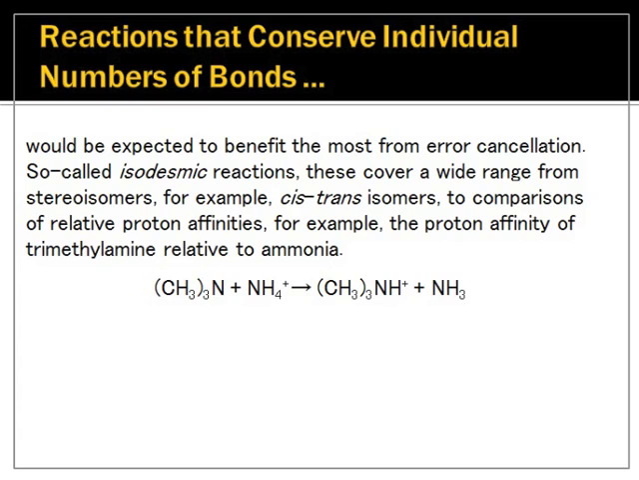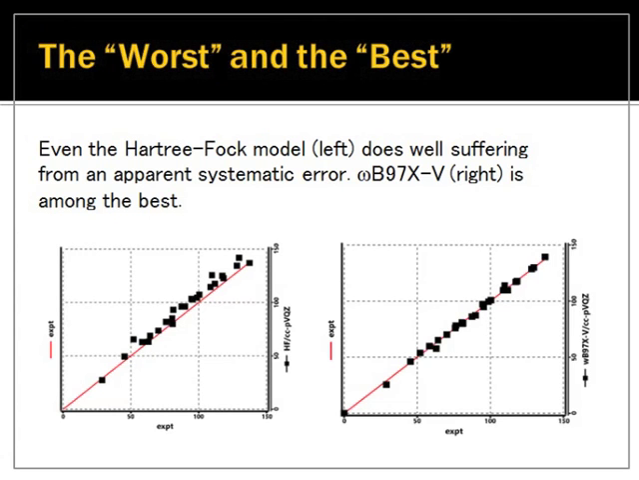The standard example I use is this, where I'm looking at the proton affinity of some molecule, trimethylamine in this case, versus a reference, ammonia. If you look at this, the bonds are actually maintained. I've moved them around, but if you count the number of CH bonds and NH bonds, it's exactly the same. If you look at that, you get a very interesting result.